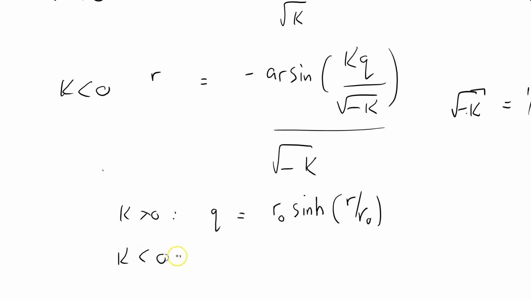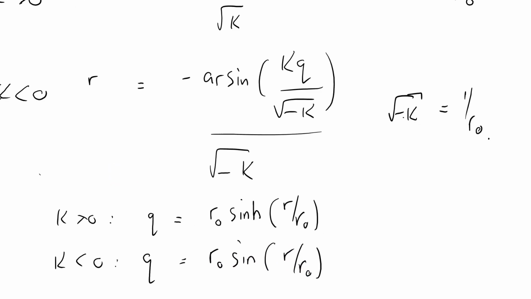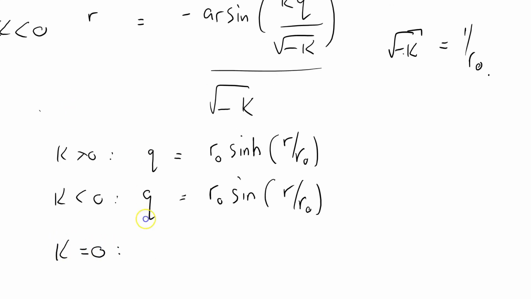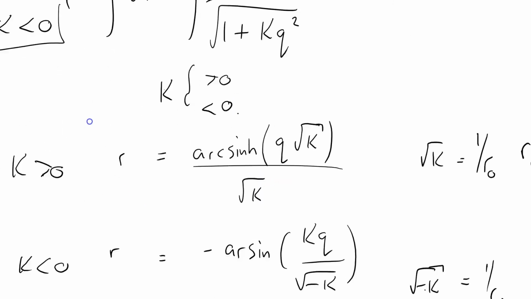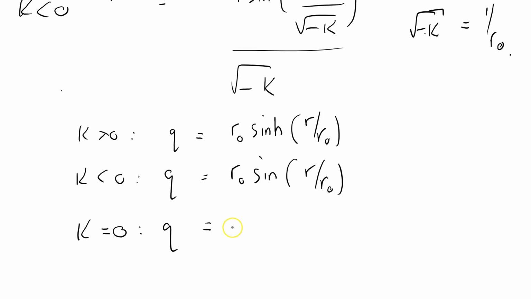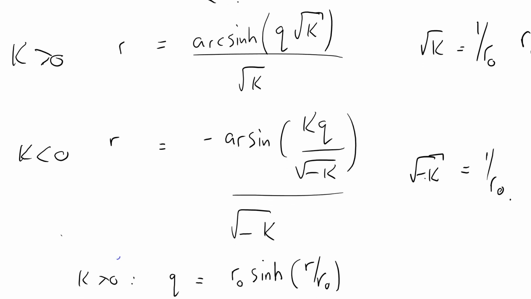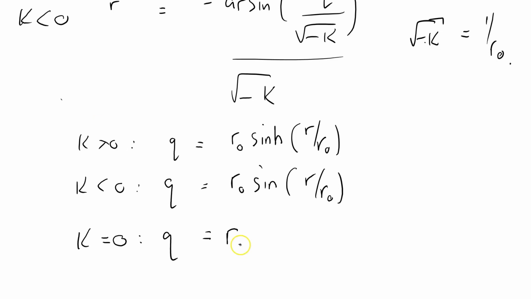And for k is less than 0, we've got q equals r0 sine r over r0. You see, this way we don't need to worry about complex or imaginary solutions because, well, this is why Maxima asked me if k was positive or negative, so it didn't need to fool around with complex arguments, which is nice. I guess we've got another solution, which is k equals 0. Well, if you just follow through it, it just works out that q equals r0. Yeah, that's right.